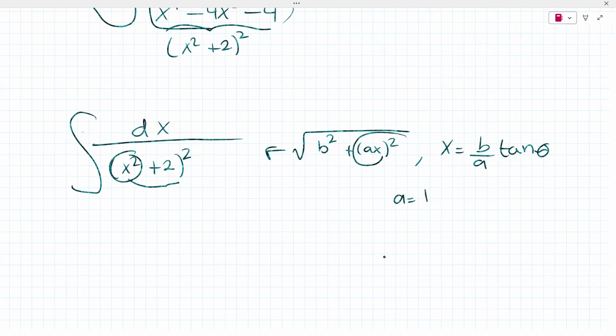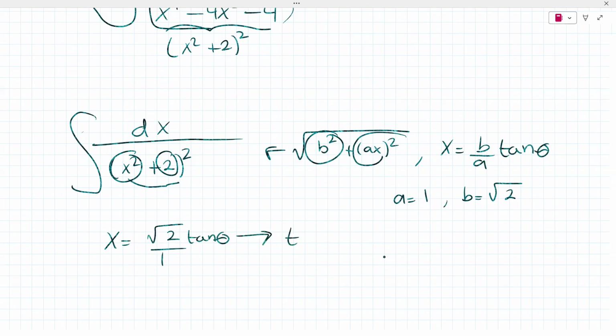So my a is going to be 1. And then what do you think my b is? So this 2 is related to this. Careful. Think, what do you think your b is? So what number squared gives you 2? Yes, it's going to be square root 2, not 2, but square root of 2, because when you square radical 2, you get 2. Okay, so my x is going to be b over a times tan theta. So my b is square root of 2, my a is 1, and then you have tan theta.